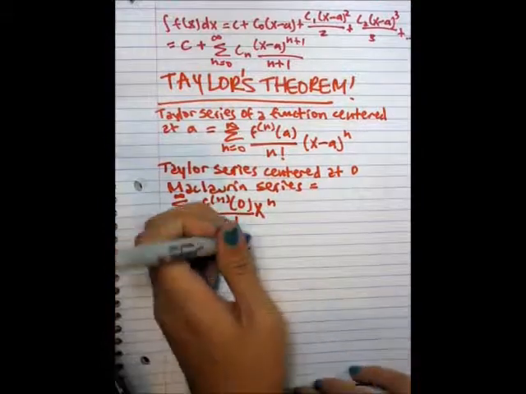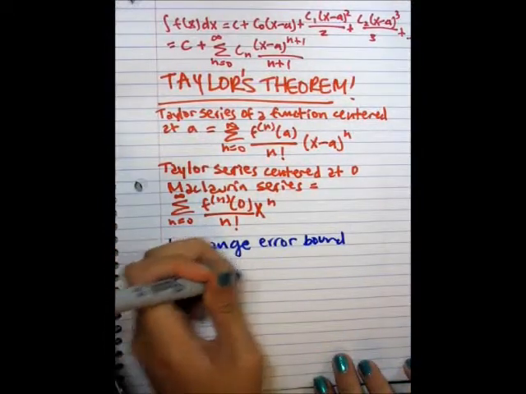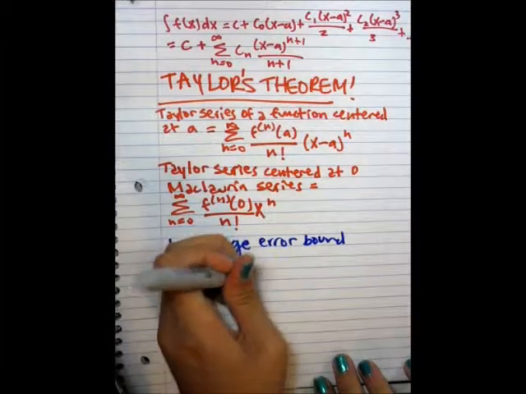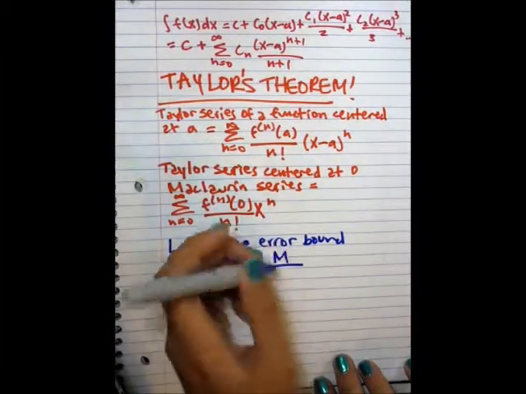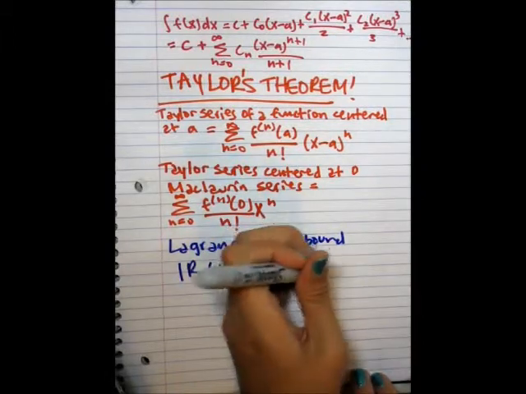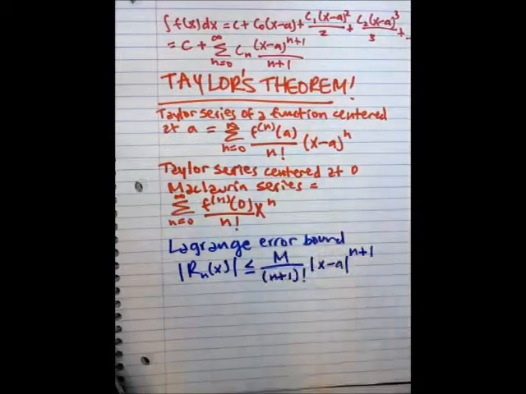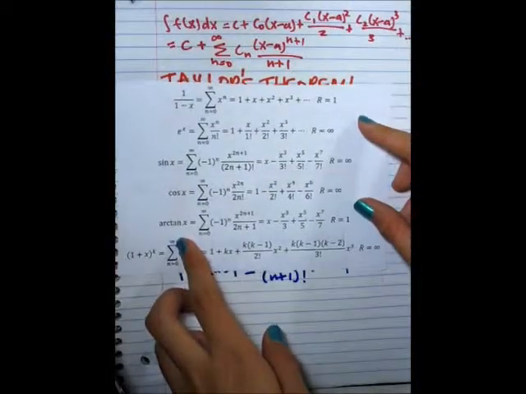In addition, there's the Lagrange error bound, alternatively called the remainder bound for Taylor series, which says that the error is less than or equal to M over (n plus 1) factorial times the absolute value of (x minus a) to the n plus 1, where M is the maximum value of the (n plus 1)th derivative on some interval. And we conclude with some lovely and beautiful Maclaurin series.